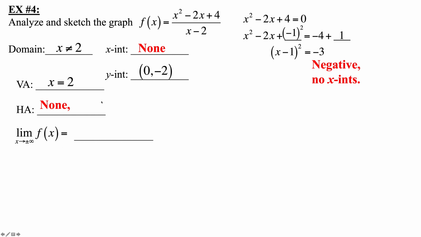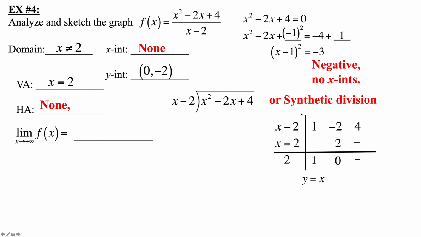So let's go find our slant asymptote. You can either do long division, x minus 2 divided into x squared minus 2x plus 4, but because that's a linear function on the bottom, we can do synthetic division. Take your x minus 2, solve it for x, which is 2, put it at the bottom. Bring down the 1. 2 times 1 is 2, minus 2 is 0. Don't worry about the last column. This is going to be a remainder value, and slant asymptotes do not want a remainder. So y equals 1x plus no constant. So that's our slant asymptote.